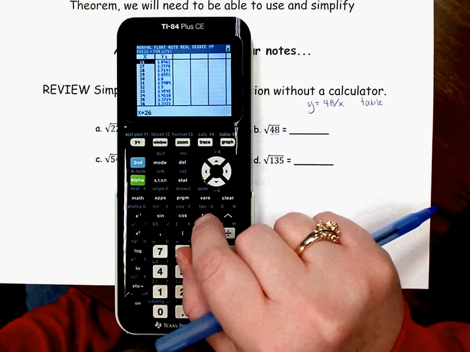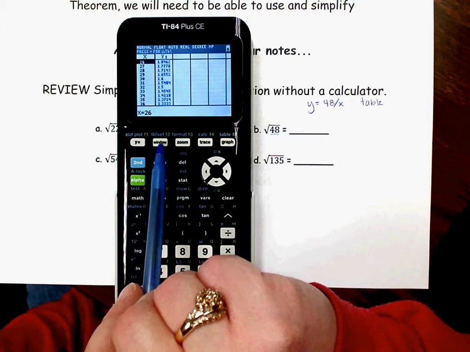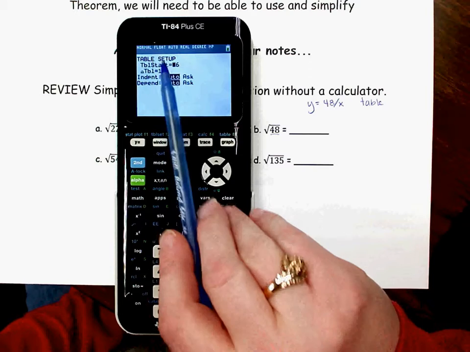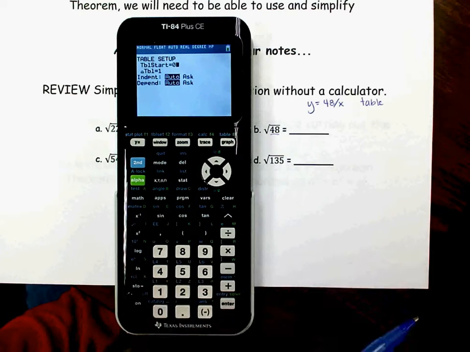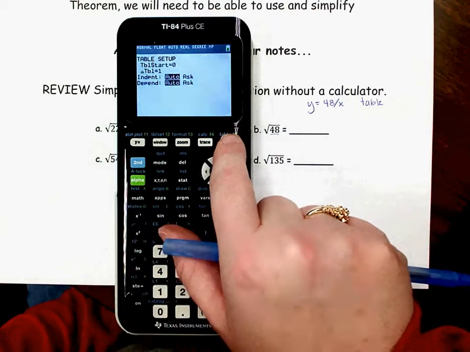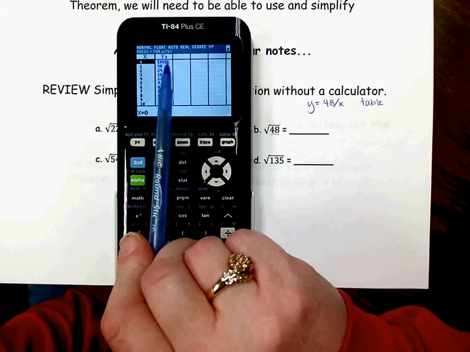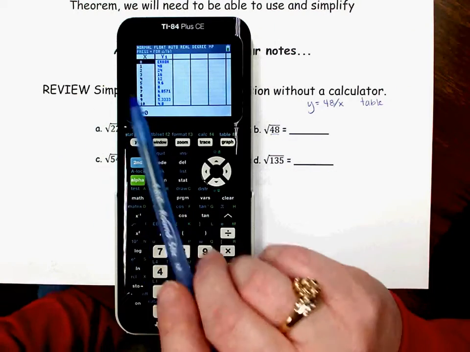But the easiest way, if you'll see you have in blue, it says table set above the window key. So if you go to second window, you can tell your table where to start. And so I usually like my table to start at 0. And so now when I go to the table, second graph, it'll start with 0. Of course, there's not anything you can multiply 0 by to get 48, so that's why it says an error right there. So these are all numbers that multiply to get 48.